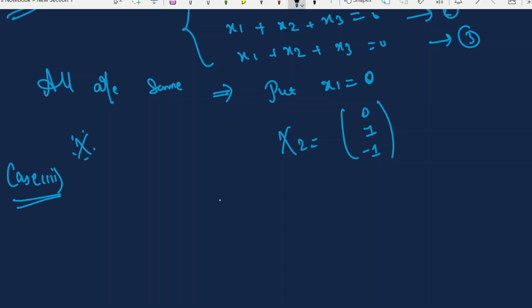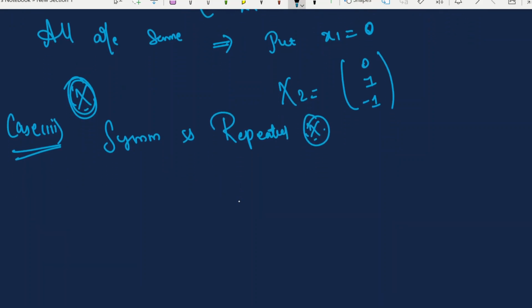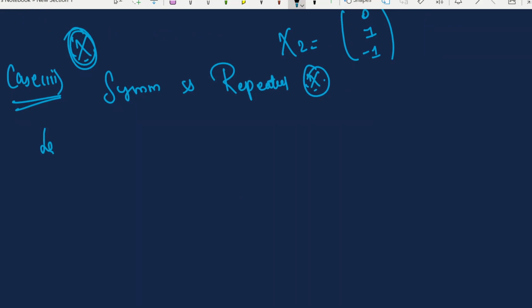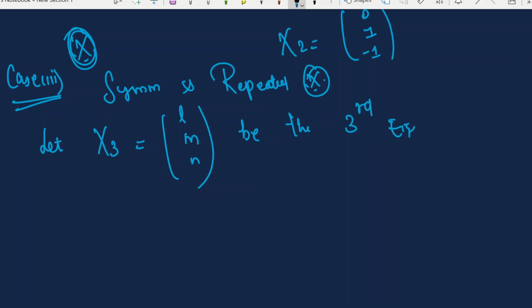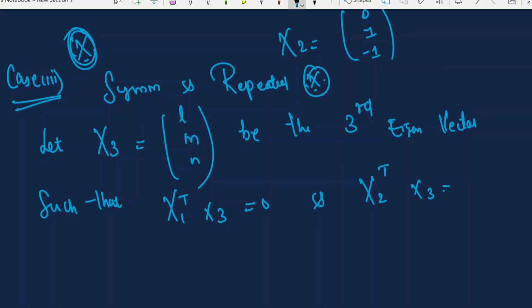And case 3 is very, very special. This is a symmetric matrix with repeated eigenvalues, so this is a very, very important case. For symmetric repeated eigenvalues, let L, M, N be the third eigenvector such that the condition is x1 transpose x3 is equal to 0 and x2 transpose x3 is equal to 0.